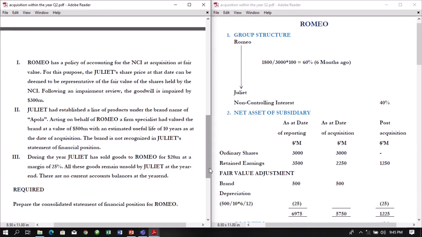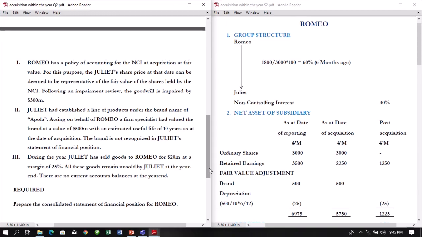Now, if there is an asset that is not currently recognized in the statement of financial position, or that is recognized in the statement of financial position at any price that is lesser than the fair value, what do we do? We have to adjust it by calculating our fair value adjustment, which you will see by the time we start the solution.